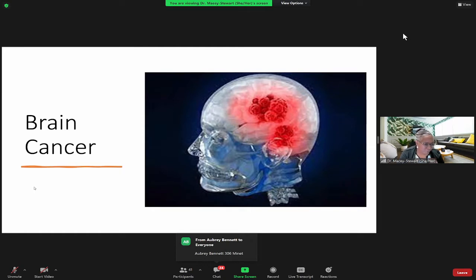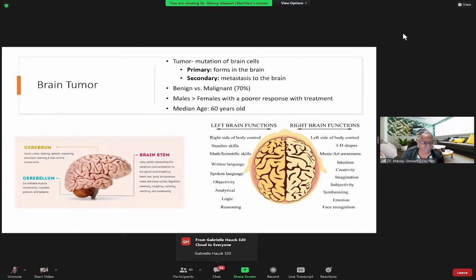So I want you to be aware of that. I'm not going to give you specific names of brain tumors because you really don't need that for the NCLEX. You need to know how to take care of these patients. All right. So there are primary and secondary brain tumors. Secondary means it metastasizes to the brain. Primary means it's localized in the brain. Some can be benign, some can be malignant. It affects males more than females.